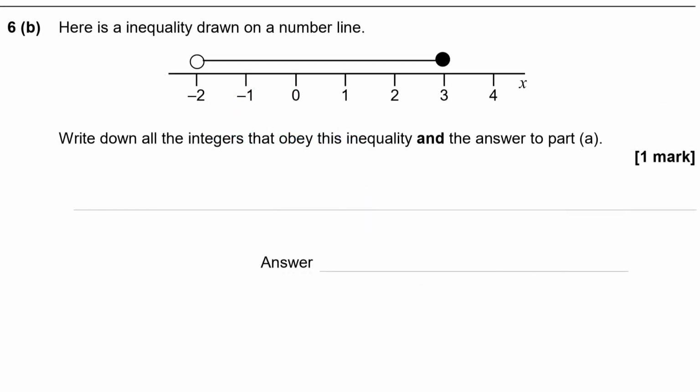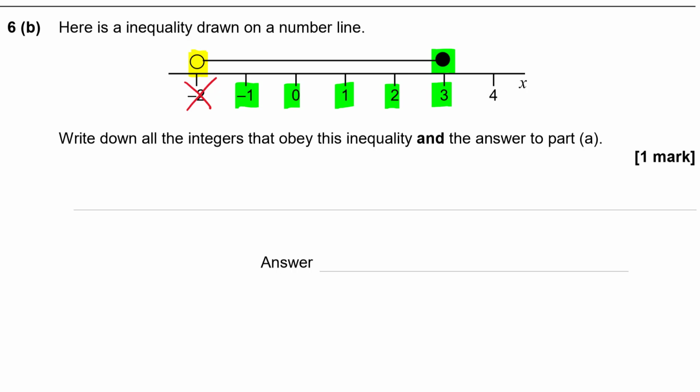I've got a line going from negative 2 up to positive 3. But the negative 2 is an open circle, which means that negative 2 itself can't be part of the range. At the other end, I've got a filled circle, so that means 3 is fine. And all the numbers in between are fine as well. So minus 1, 0, 1, and 2 are all integer values that obey the inequality. The numbers that obey this inequality are minus 1, 0, 1, 2, and 3.